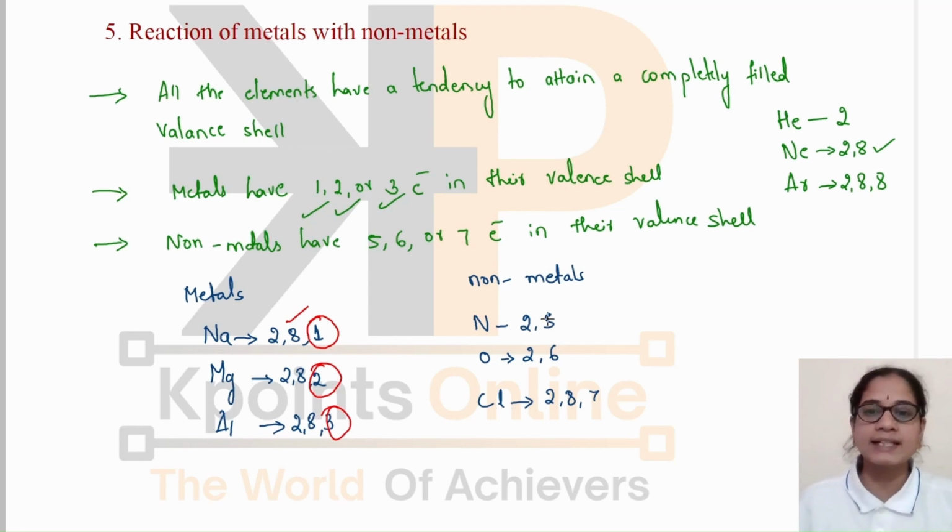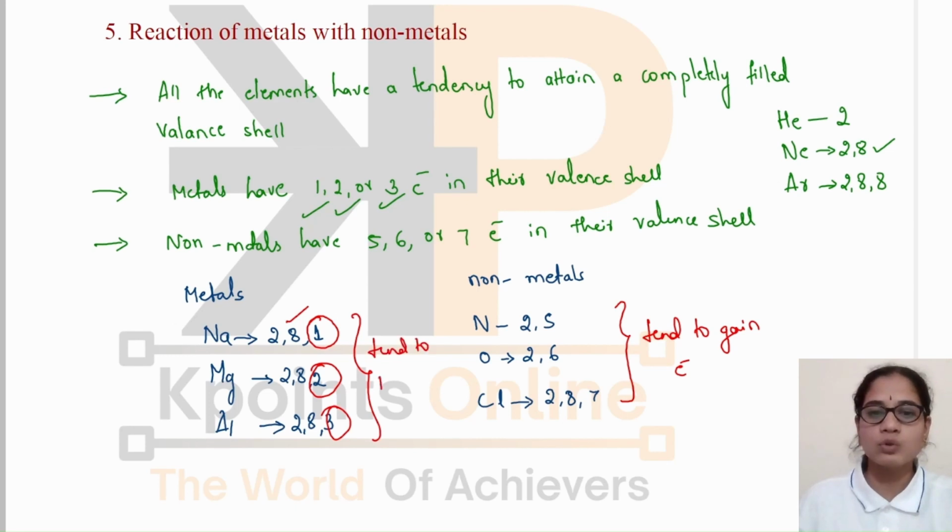Non-metals, you can see here, nitrogen has 5 electrons in its outermost shell. If it gains 3 more electrons, then it will become stable. And what about oxygen? It has 6 electrons in its outermost shell. It needs 2 more electrons in order to become stable. And in case of chlorine, it needs one more electron in order to get its valence shell completely filled. So always these non-metals tend to gain electrons. Metals tend to lose electrons.